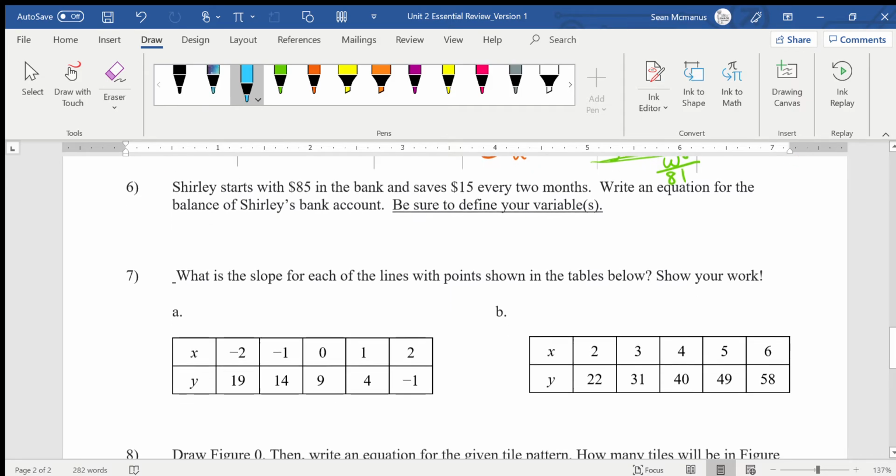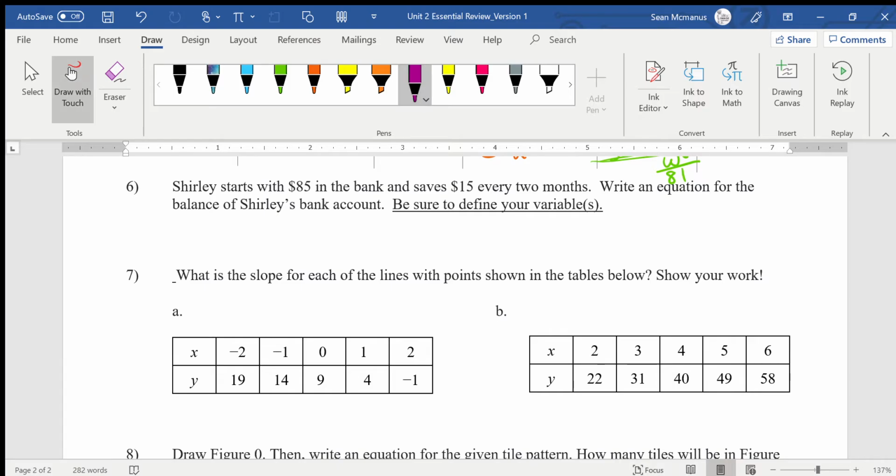Okay, picking up our Unit 2 review for Math 1, Unit 2 test coming up pretty soon here. We did the first 5, now number 6. Shirley starts with $85 in the bank and saves $15 every 2 months. Write an equation for the balance of Shirley's bank account. Be sure to define your variables. So this is a tricky one if you haven't dealt with a lot of word problems.